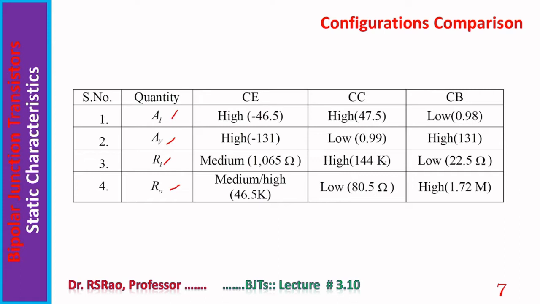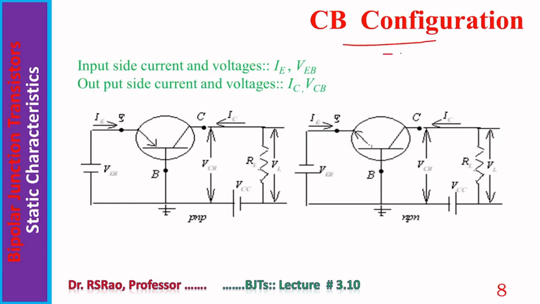One point before going further to know is, in case of CE, notice minus sign is there against gains, which is absent in case of CC and CB. This negative sign, minus sign, indicates that output voltage is out of phase with input voltage, or output current is out of phase with the input current. So output current and voltage are out of phase with the input current and voltage. Now CB configuration.